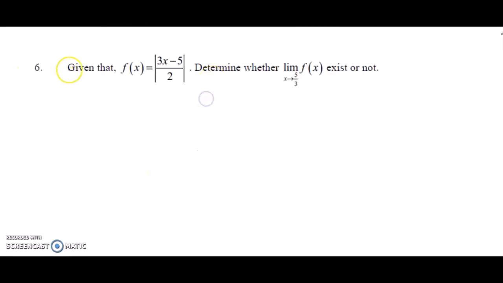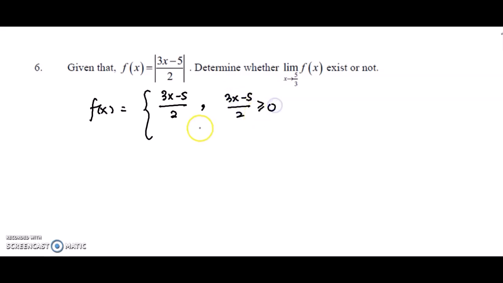For this question, I have a function in absolute value, 3x minus 5/2. Then I need to determine whether this limit exists or not. Firstly, you need to define your function into two subfunctions, the first one is 3x minus 5/2 when 3x minus 5/2 is greater than or equal to 0, or it can be written as the negative of 3x minus 5/2 when 3x minus 5/2 is less than 0.